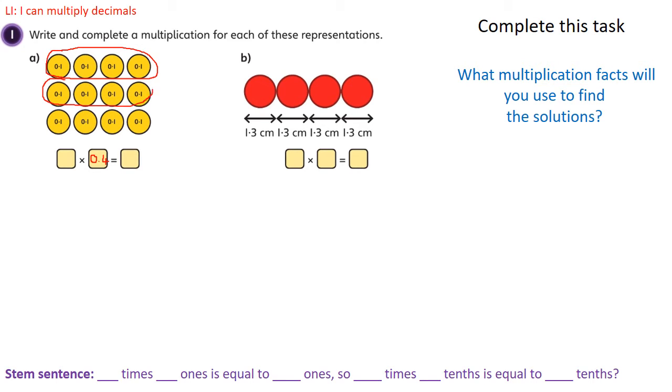Well, there's another one. And of course, there is another one. So we've got 3 times 0.4. Let's go back to our STEM sentence. 3 times 4 ones is equal to 12 ones. So 3 times 4 tenths is equal to 12 tenths. So how am I going to write 12 tenths? I can write it as a fraction.